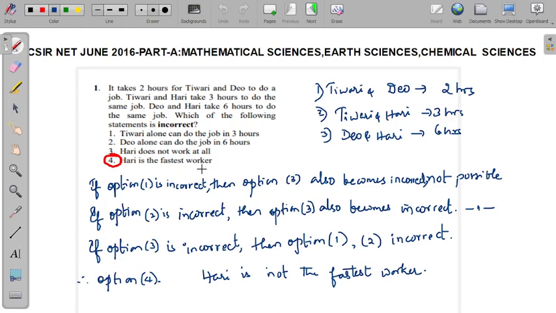This is incorrect because Hari is involved in the combinations with the maximum working hours, one is 6 hours and the other is 3 hours. So the fastest worker could be either Tiwari or Dio, but Hari is not possible as the combination is taking more time. One is 6 hours and another is 3 hours. So Hari is the fastest worker is the incorrect statement. Now let us take the second question.